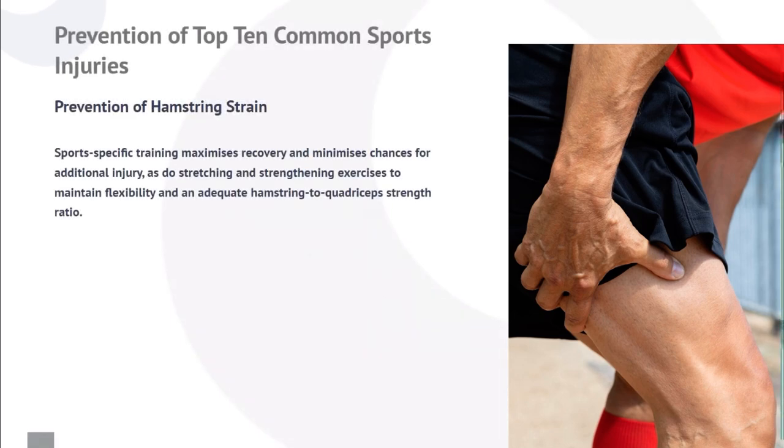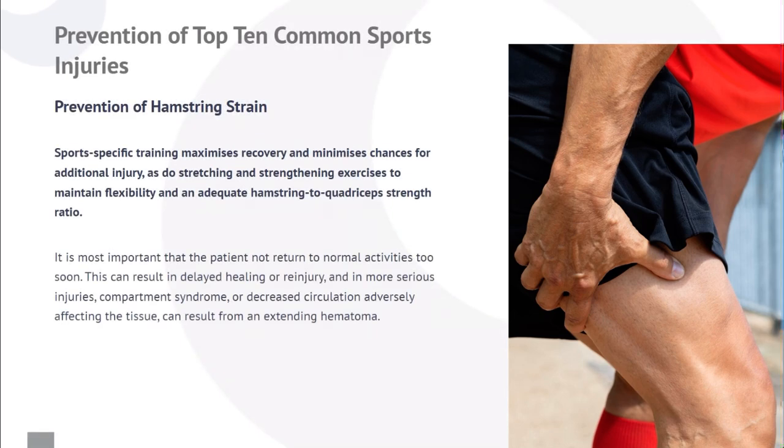Prevention of hamstring strain. Sports-specific training maximizes recovery and minimizes chances for additional injury, as do stretching and strengthening exercises to maintain flexibility and an adequate hamstring to quadriceps strength ratio. It is most important that the patient not return to normal activities too soon. This can result in delayed healing or re-injury, and in more serious injuries, compartment syndrome, or decreased circulation adversely affecting the tissue, can result from an extending hematoma.